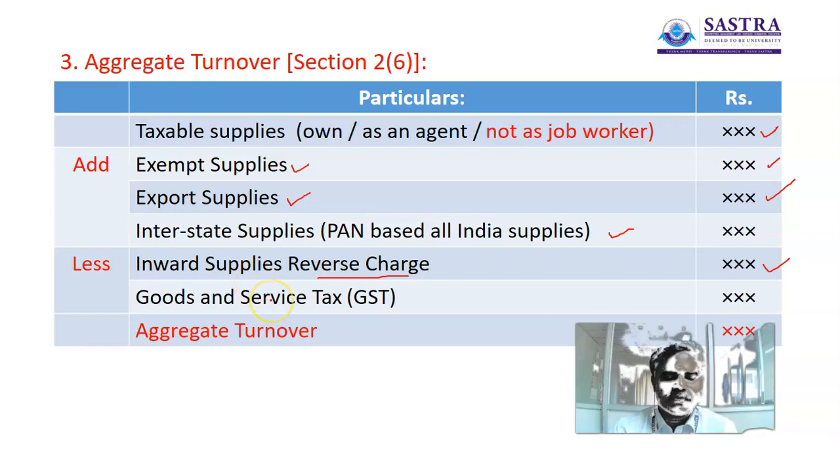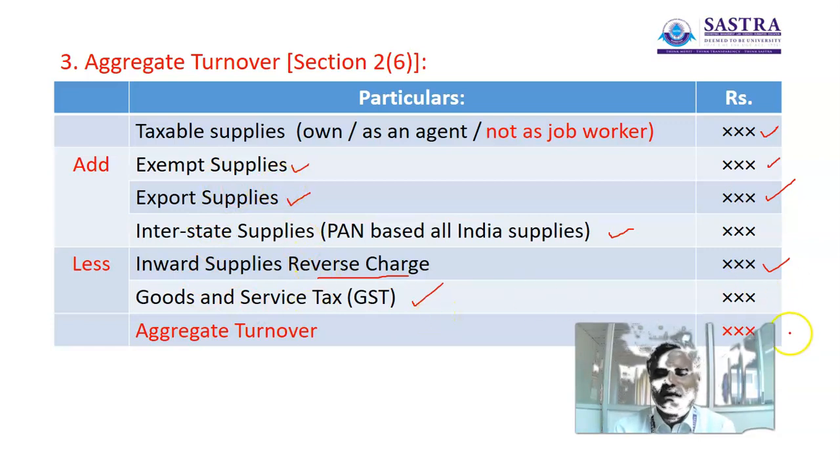So here the person who will receive the benefit, they have to pay. This is called reverse charge mechanism. They directly pay to the government. Then goods and service tax. Suppose you pay any GST, that amount will also be subtracted from the total turnover.